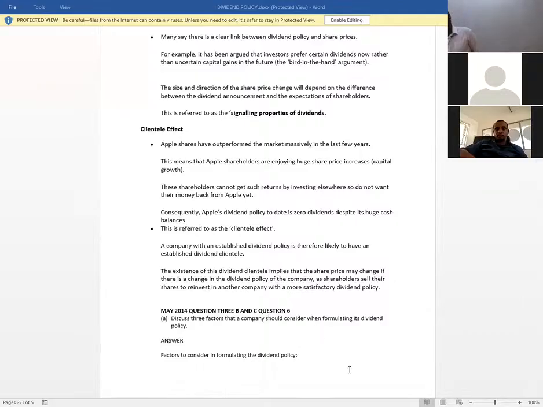What factors, ladies and gentlemen, should a firm consider when formulating a dividend policy? If you were hired as a finance director of RCM, what are some of the things you would consider when setting up a dividend policy? These should be coming from you, the points that you need to consider. I can give you three.